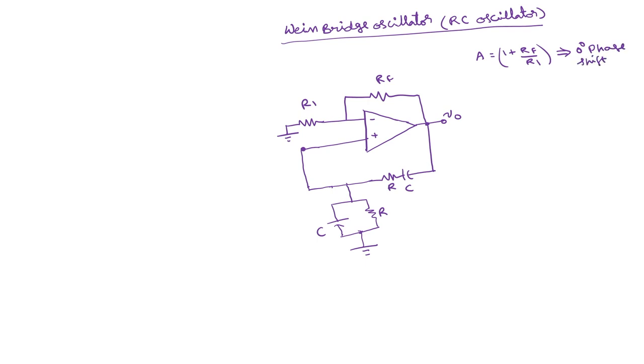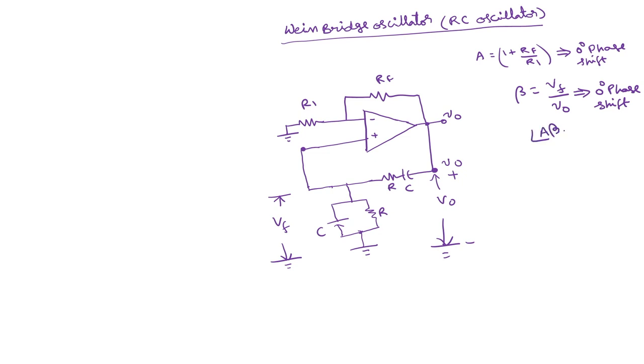So for the feedback network, if I assume that the output voltage here is VF, the feedback factor beta is given by VF by V0, with the input being V0 with respect to ground. I am going to derive the expression for this one. This also should provide 0 degrees phase shift, so that the overall phase angle will be 0 degrees, and the magnitude you have to make unity. This is the condition for the sustained oscillations.